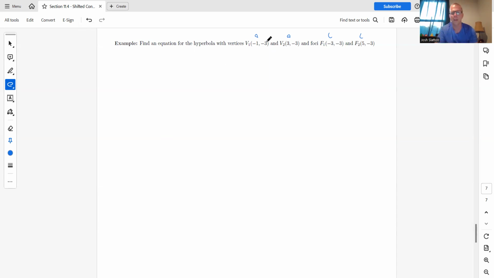So obviously, we're opening horizontally. The midpoint between -1 and 3 would just be 1. So we have x minus 1 squared over a squared. We'll figure out what that is. And then y plus 3, so minus -3 squared over b squared. And that equals 1. All right, so we know that.